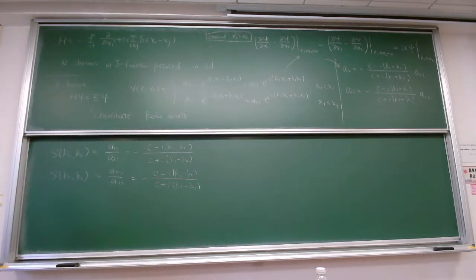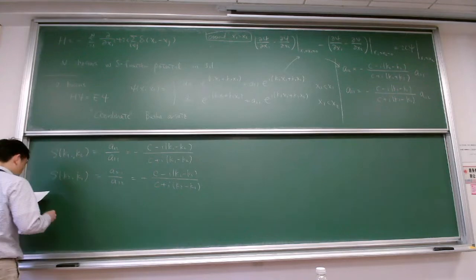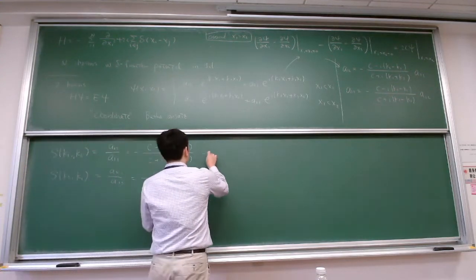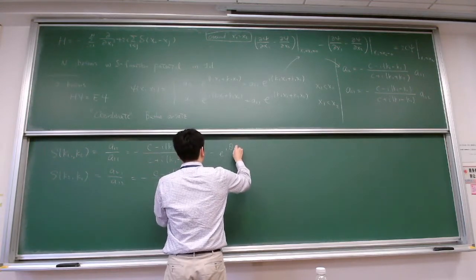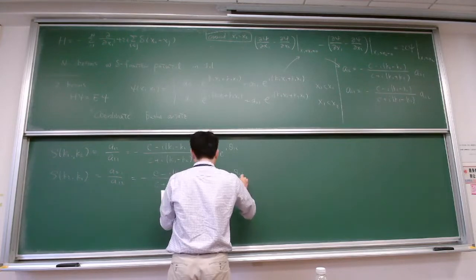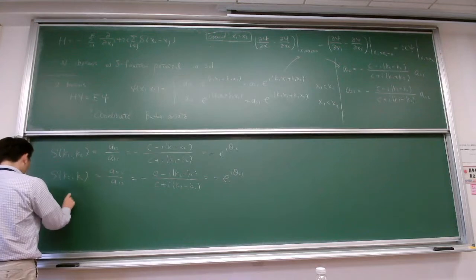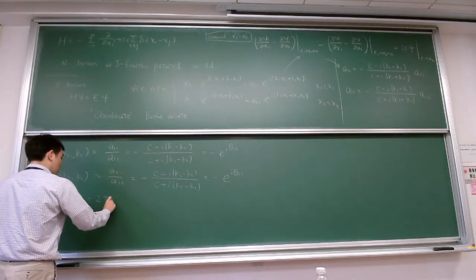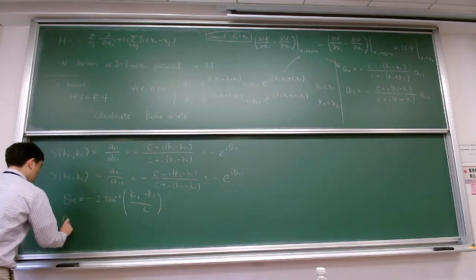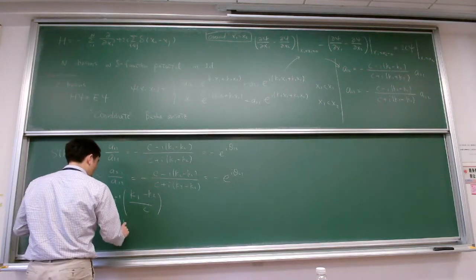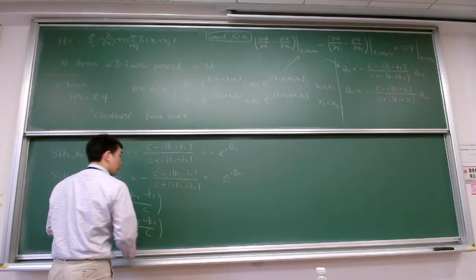And if you just write down this one as equal to minus e to the i theta 1,2, and this as equal to minus e to the i theta 2,1, then what you get is theta 1,2 equal to minus 2 times inverse tangent of (k1 minus k2) divided by c, and theta 2,1 equal to minus 2 times inverse tangent of (k2 minus k1) over c. So you can write it this way.